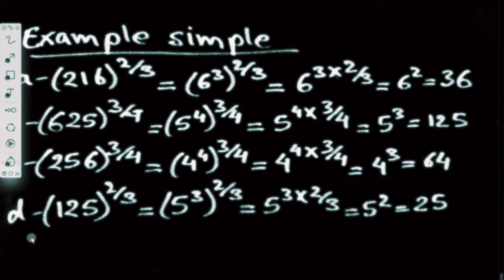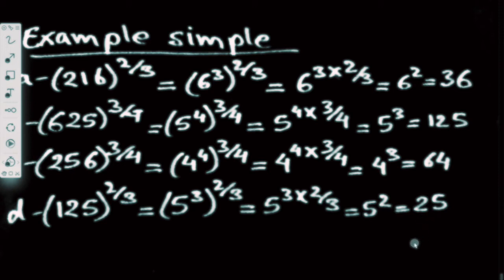4 power 3 equals 64. Here is the next example, number D. See here, 125 power 2 upon 3. 125 means 5 power 3. Whole power 2 upon 3. Now the powers shall be multiplied: 5 power 3 into 2 upon 3. Now the 3 and 3 are cancelled, only 2 comes, so it equals 5 power 2, which is 25.